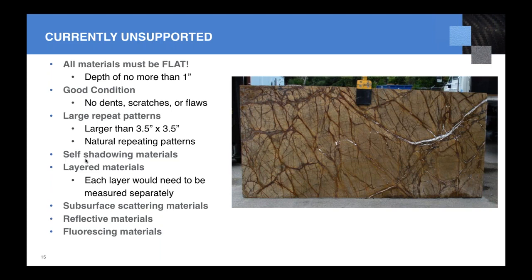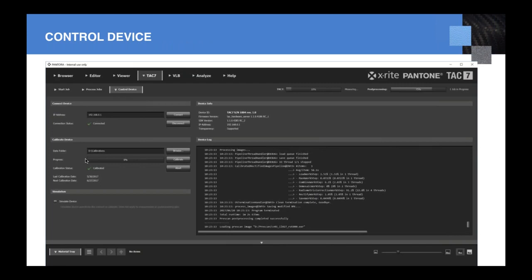Other things are subsurface scattering materials. So it sounds a little bit complex, but one of the things that we've found are things like a rubber duck. If you think about it, it's hollow inside, and the way that the light moves around it is very complex. So right now, some of those things, again, we can measure to a point. It just may not give us exactly the high-end results that we would get from many other materials.